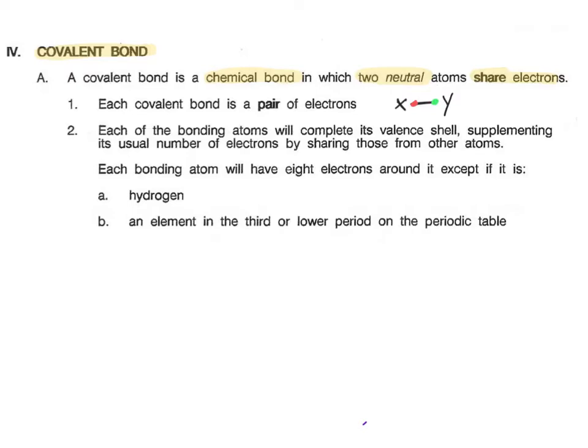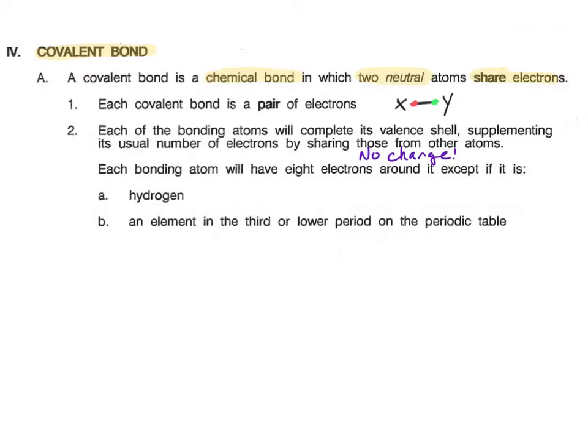Each of the bonding atoms will complete its valence shell, supplementing its usual number of electrons by sharing from the other atoms. That means we can add atoms to it without giving it a change in charge because it's sharing the electrons. It's giving away part of its electrons and it's accepting part of the electrons, but it gets to count both of those for every bond.